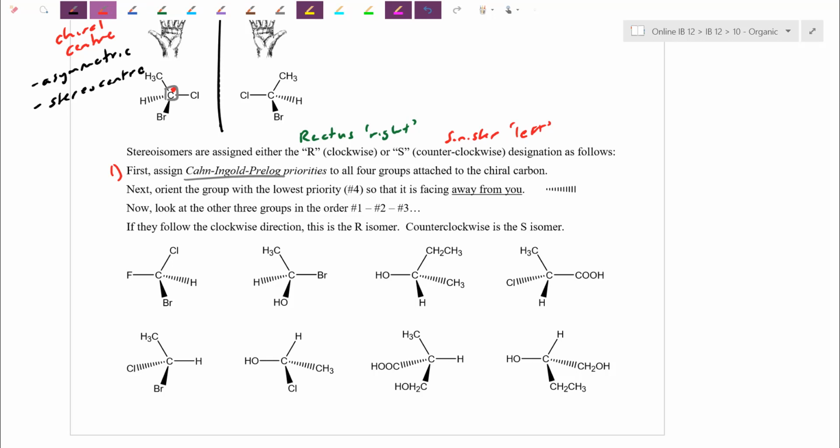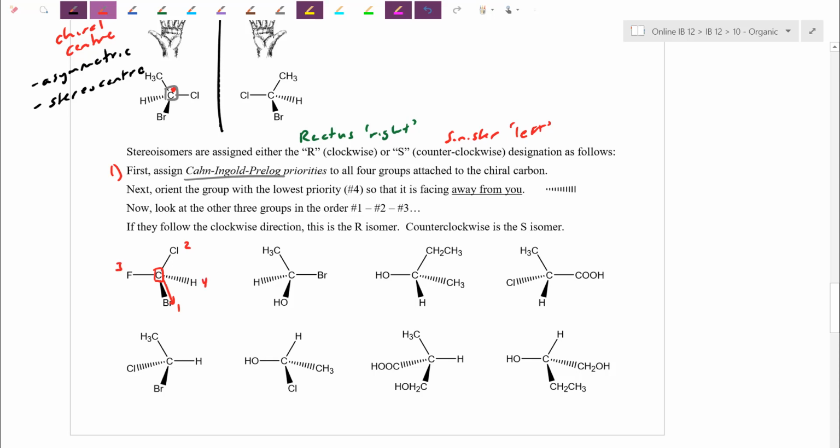Okay. So let me just do this one here just for practice. Here, we have a chiral center because this carbon is attached to 4 different neighbors. Let's assign our priorities first. So who has the highest atomic number? Bromine. That's position 1. Then comes chlorine, position number 2. Then comes fluorine, position number 3. Then comes hydrogen, position number 4.